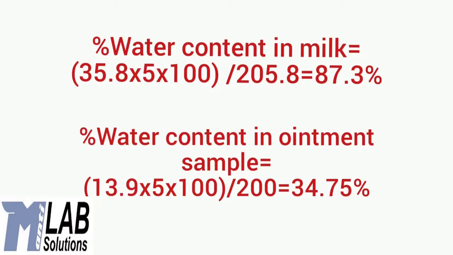Usually ointments and creams consist of more than 20% of moisture content, and the other contents are the hydrocarbons, waxes, polyols, etc. So as per the results, we can see that the moisture content in milk has been calculated, as well as the moisture content in the ointment sample has also been calculated. Similarly, we can estimate the moisture content in different samples by using this procedure.